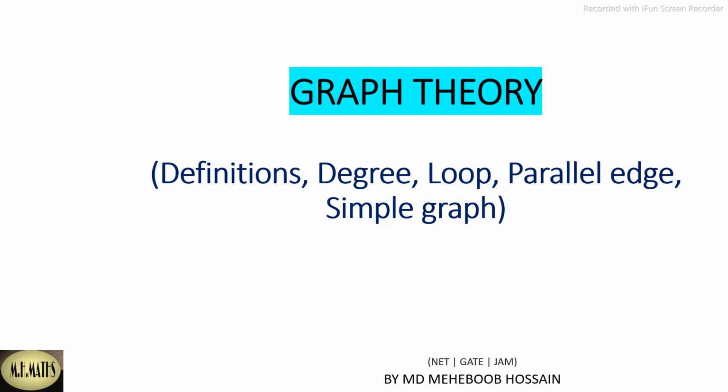What are the basic concepts of graph theory, like degree, loop, parallel edges, simple graph? What is the definition of this type of graphs? That means fundamental concepts of graph. So let's start.